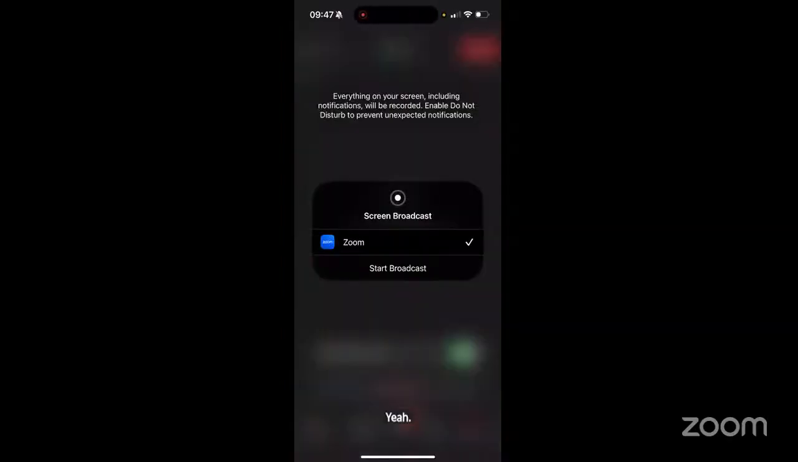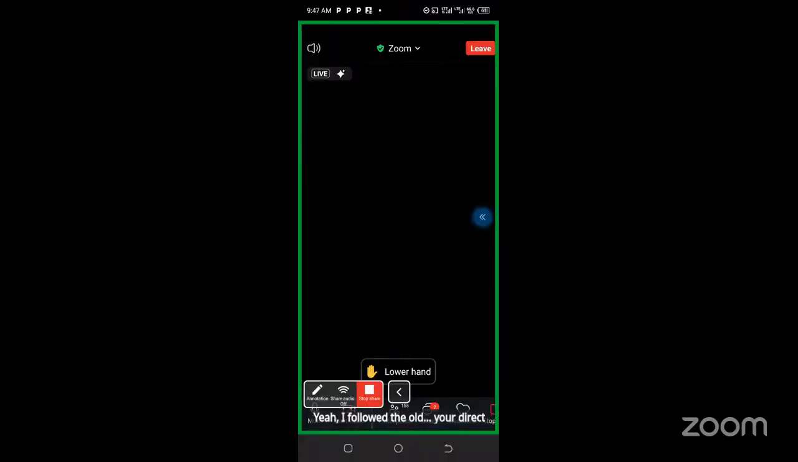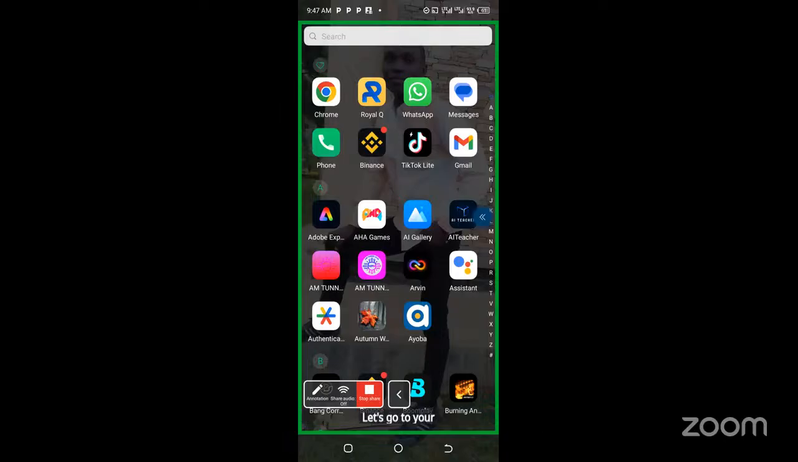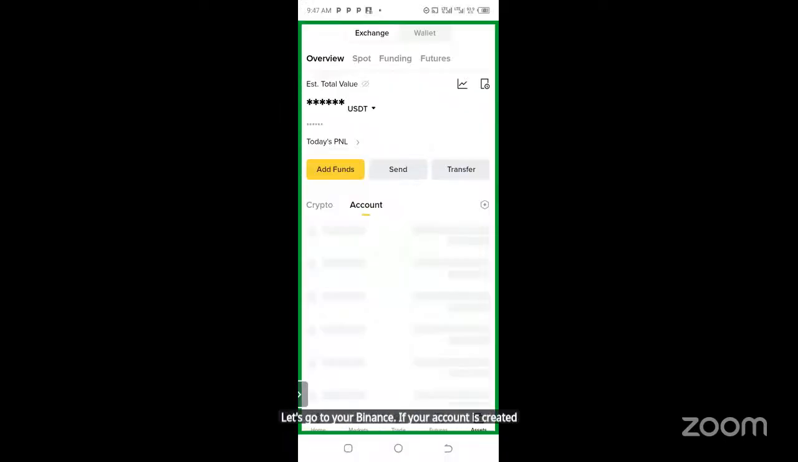Yeah, I followed your directions, but now I reached somewhere in enabling that editing the API. Just go to your Binance. If your account is created, then you need to delete the API.